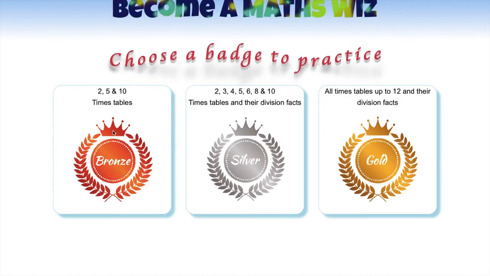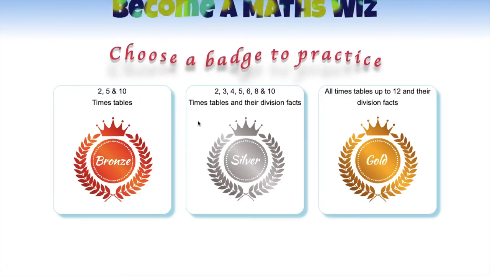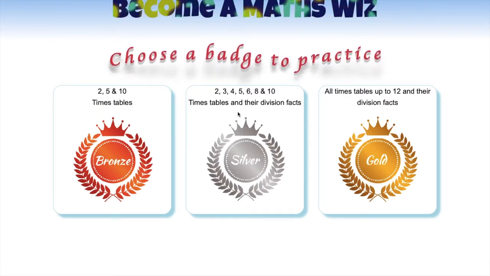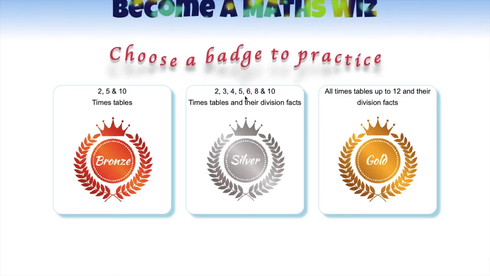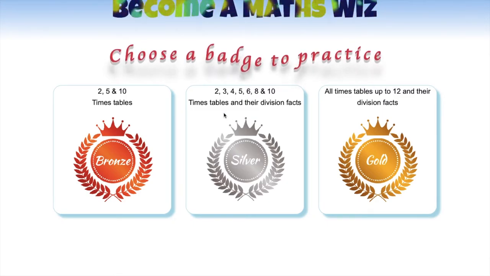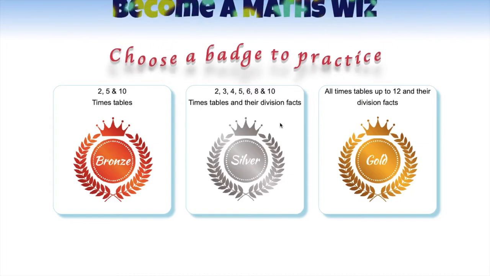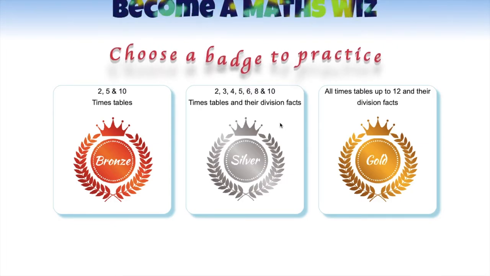So he's got the bronze one, which is the 2, 5, and 10 times table. It's quite a leap up in difficulty for silver. It's 2, 3, 4, 5, 6, 8, and 10 times tables plus their division facts. So you've got to be able to divide as well.